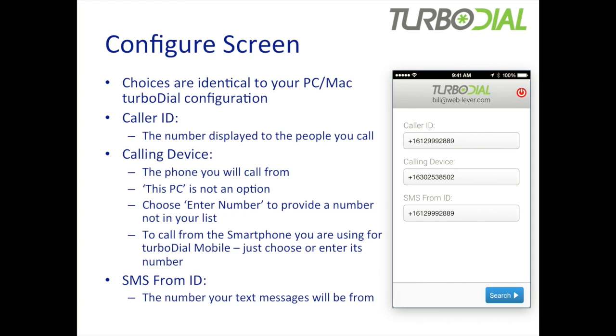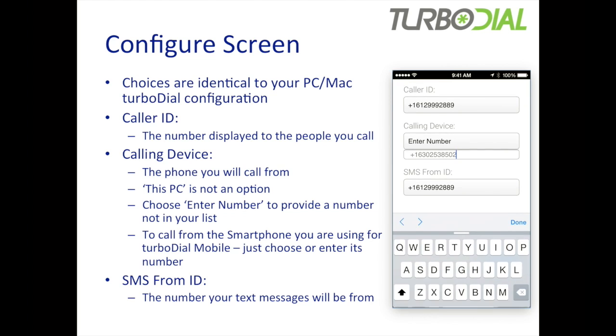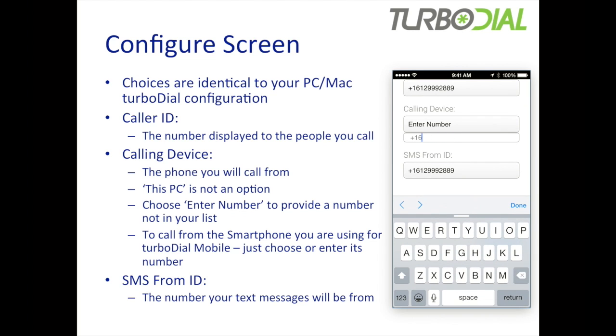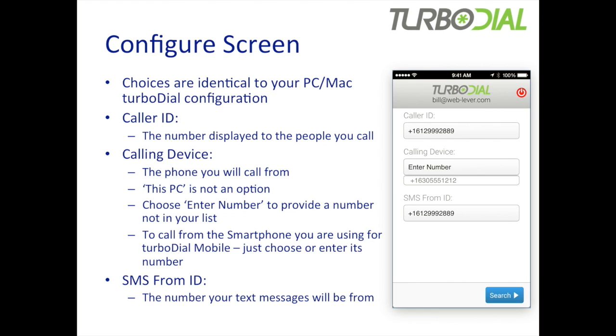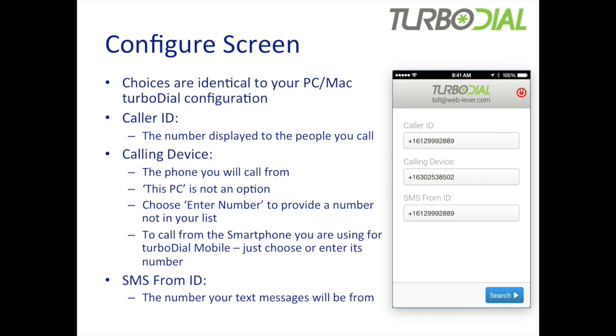If I want to use, for example, the payphone at an airport as my calling device, then it will not have already been configured into TurboDial. In that case, I just go down here to enter number, and I can type it in right there and use whatever number I want. And now I can use that number as my calling device. Let's go back and change to the, there we go. So that's how the configure screen works.